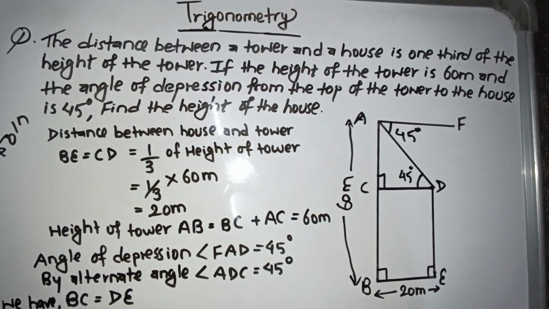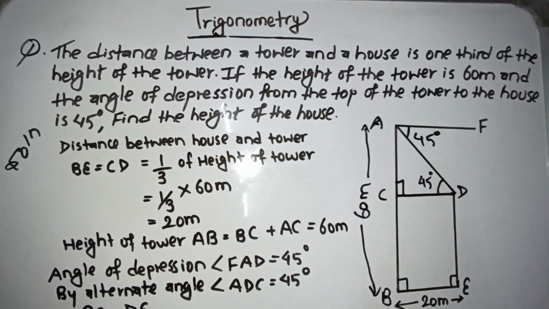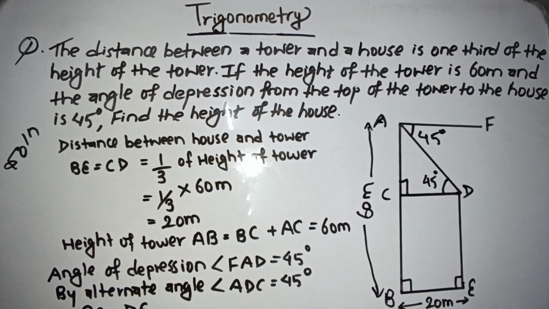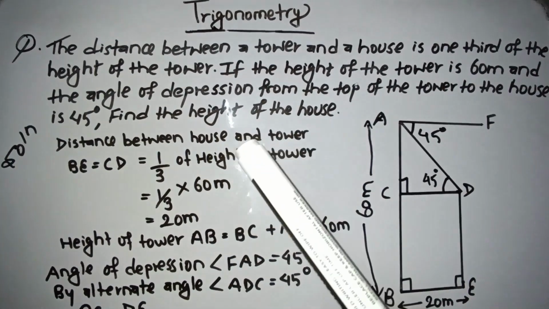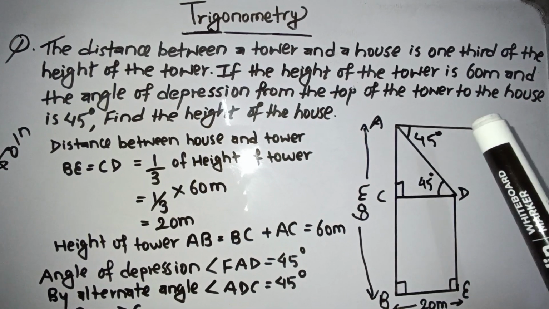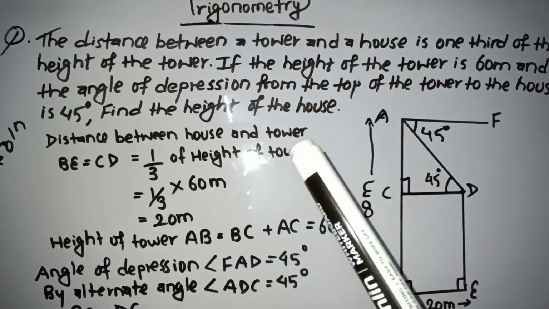We are going to solve another numerical problem which is based on trigonometry. In the question, the distance between a tower and a house is 1/3 of the height of the tower. If the height of the tower is 60 meter and the angle of depression from the top of the tower to the house is 45 degree, find the height of the house.